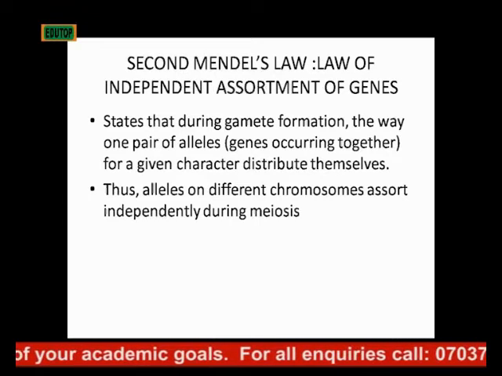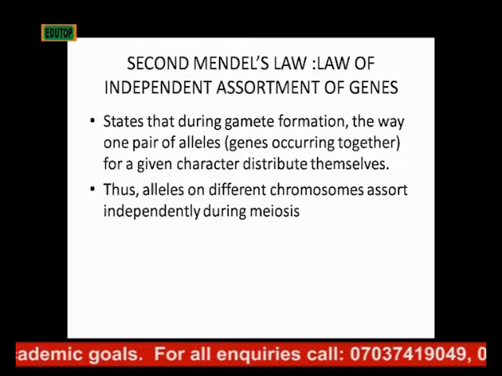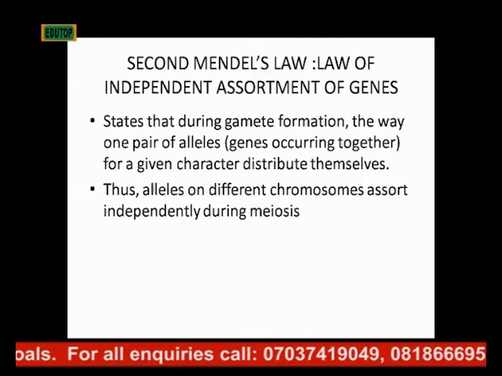So the alleles on different chromosomes assort themselves independently during meiosis. So they don't do it together, even though they are a pair, but they assort themselves independently as a separate unit. Methods of improving crop productivity.